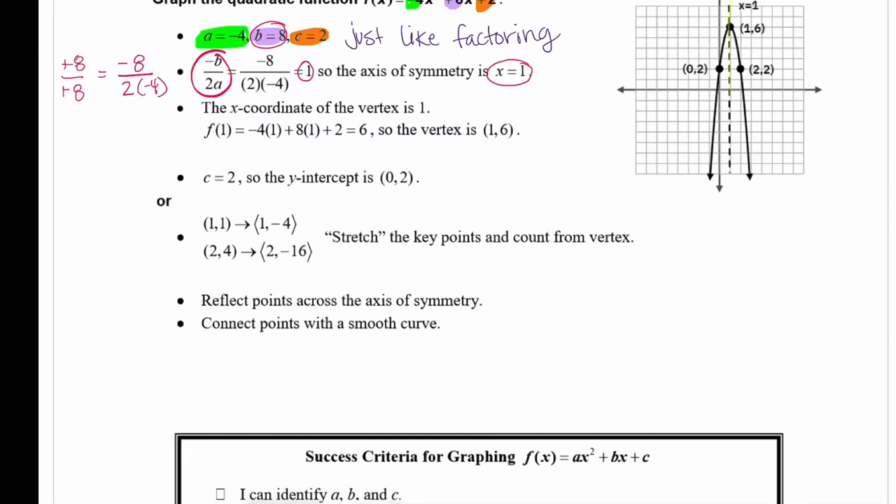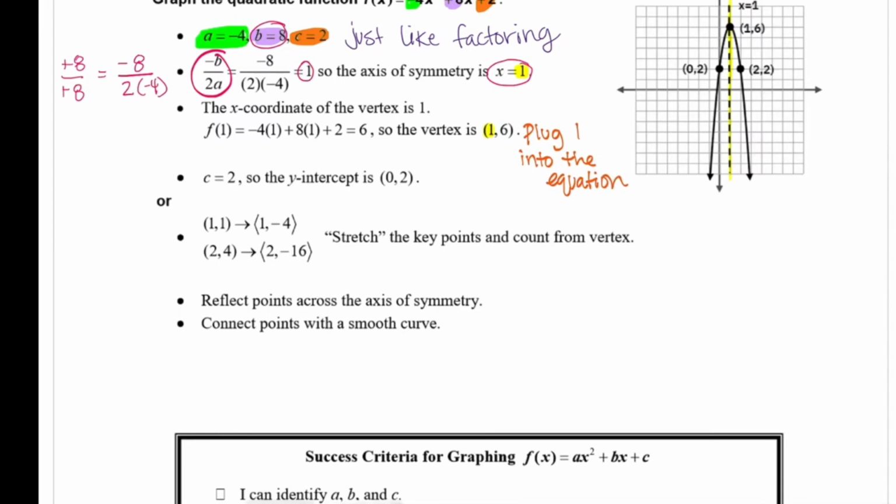So we draw just this light dotted line down the center at 1. And the x on the vertex is always going to be on the axis of symmetry. So the x coordinate of the vertex is going to be 1. I need to find the y coordinate. And how I do that is I plug in 1 for everywhere there's an x into the equation. And that will give me my y coordinate of the vertex.